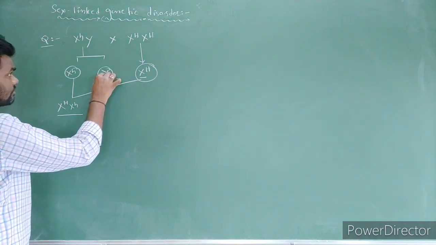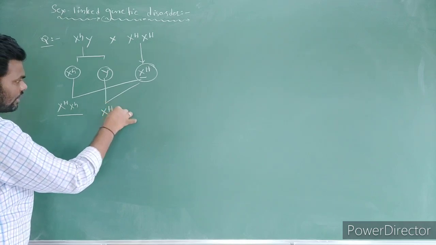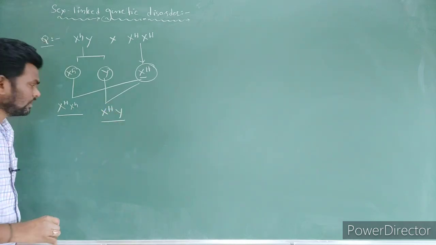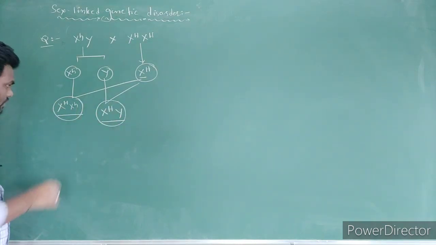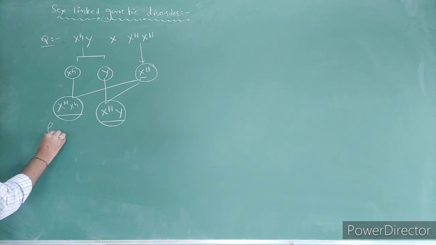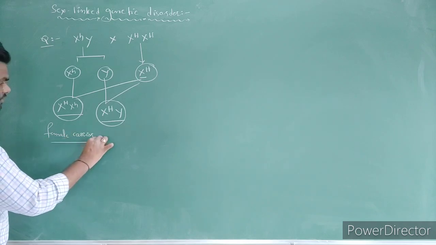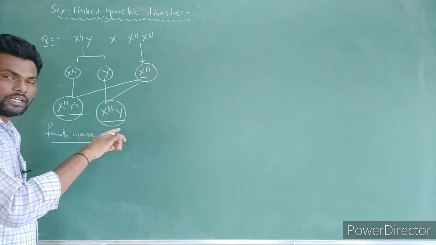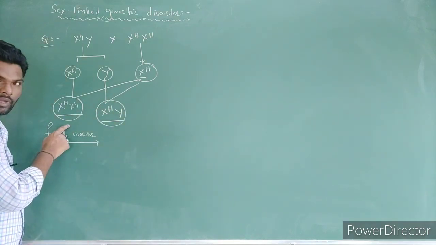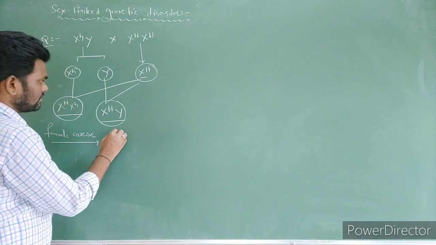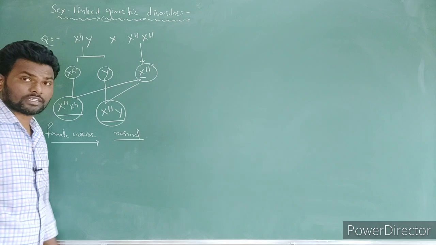The next case, X H and Y, that is one progeny. So only these types of progenies are formed. This progeny is a female carrier. It is not suffering from any disease, but it transfers the mutated gene to the next generation, so we can't write that it is hemophilic. It is normal. And the male is also normal. So the answer is what?